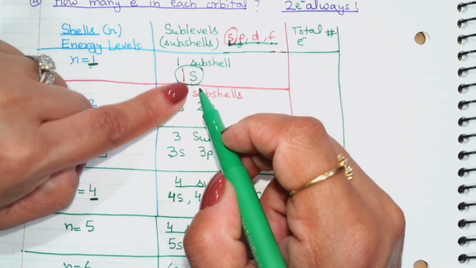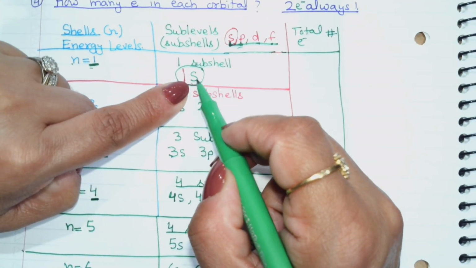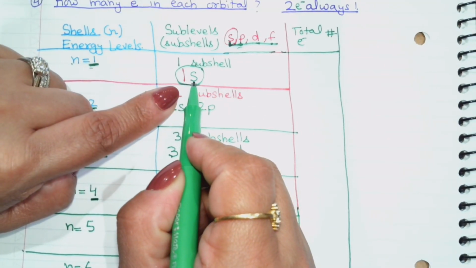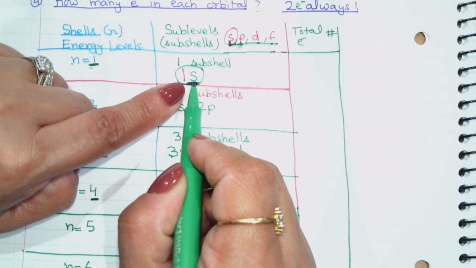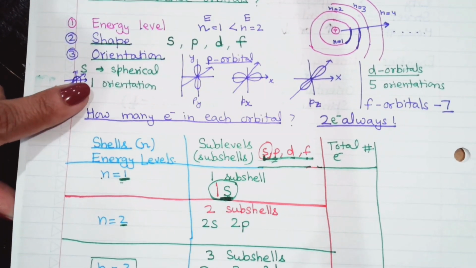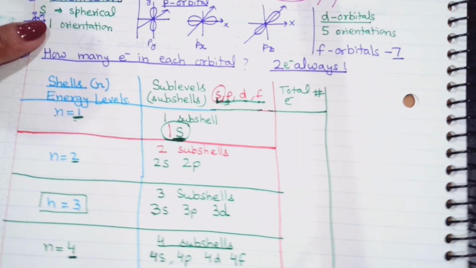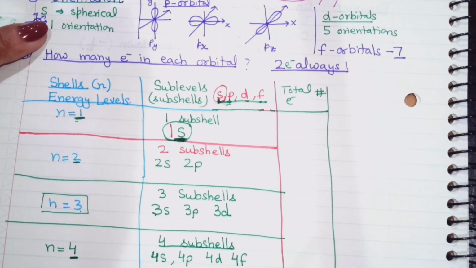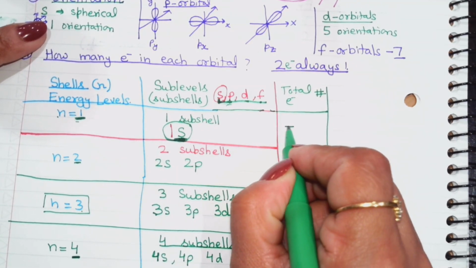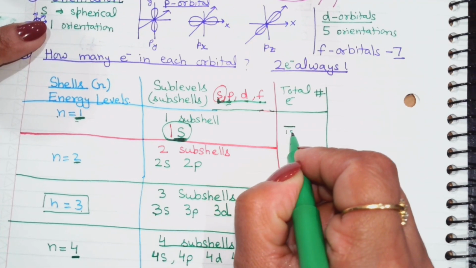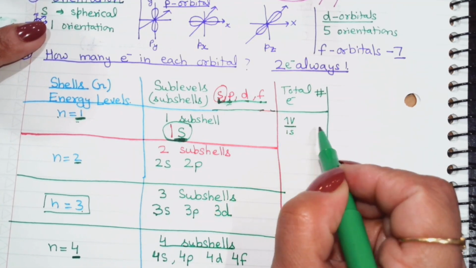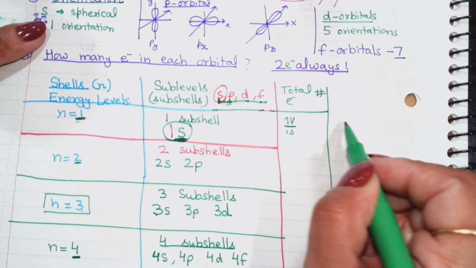Now n equals 1 has only one subshell. Now each subshell has orbitals, right? Since S orbitals have only one orientation, it means S subshell will have only one orbital, right? So there will be only one orbital. This is 1s, and 1s can have only 2 electrons, right? Provided their spins are opposite. So the total number of electrons is 2, right?